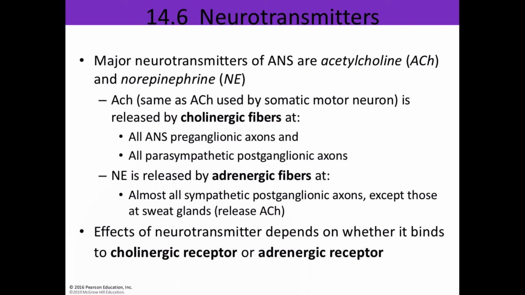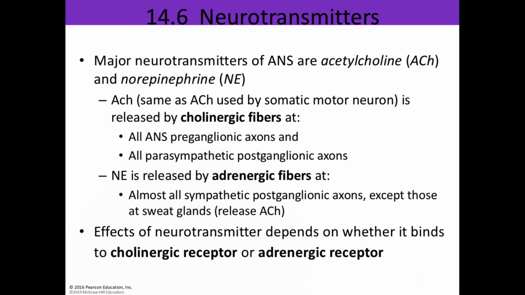So here we are, class. We have the major neurotransmitters of the autonomic nervous system. I say again, they are acetylcholine and norepinephrine. Acetylcholine is released by what are called cholinergic fibers. It happens at all autonomic nervous system pre-ganglionic axons and at all parasympathetic post-ganglionic axons. We'll do more of this in a moment.